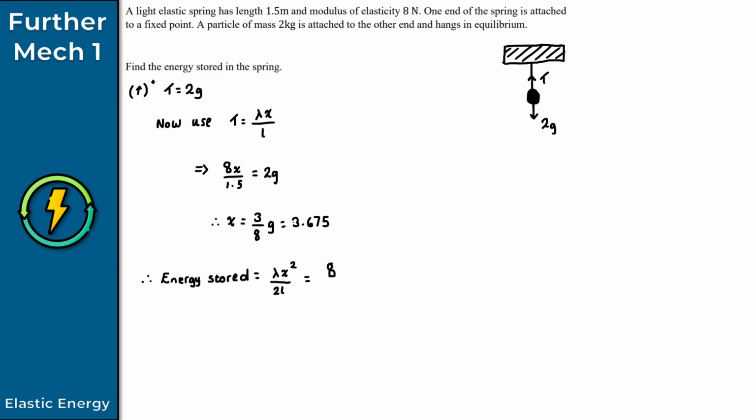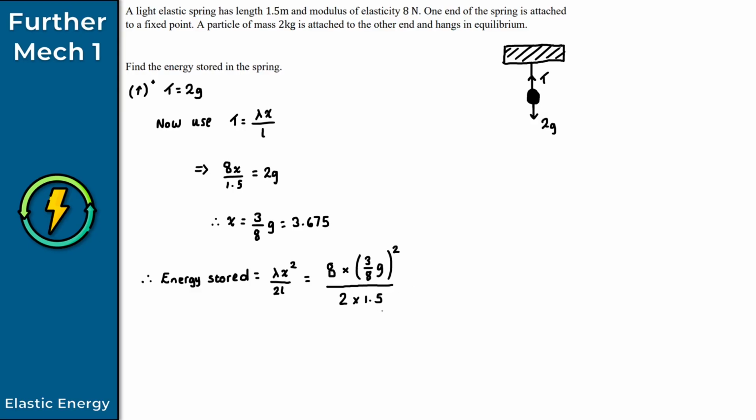So x here is 3 over 8g, or 3.675. Again, to make life easier, just keep this in exact form. So what I've got here is 8 times 3 over 8g, and don't forget, we square this, and then this is all over 2L. L here is just the natural length of the spring, so 2 times 1.5. Good stuff.